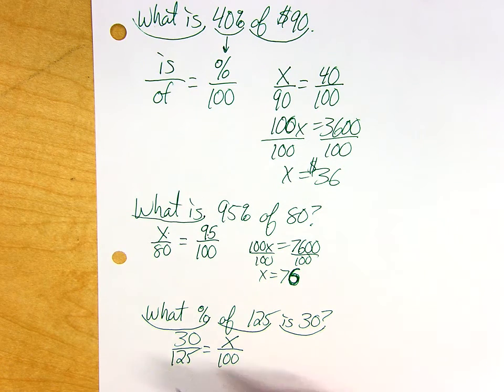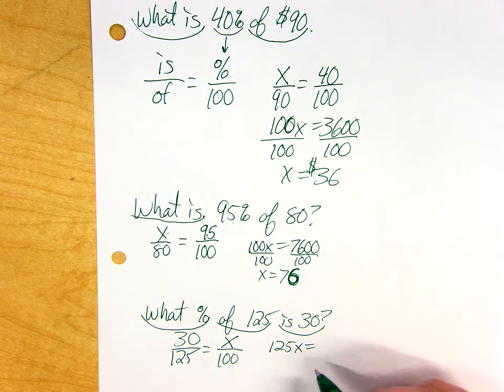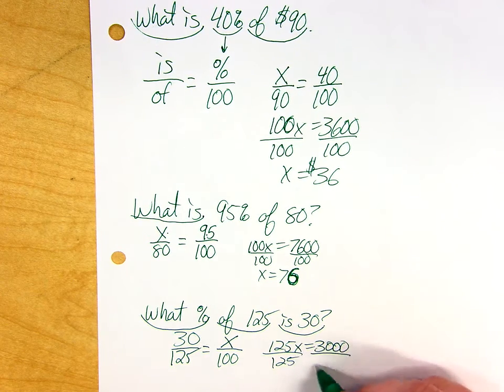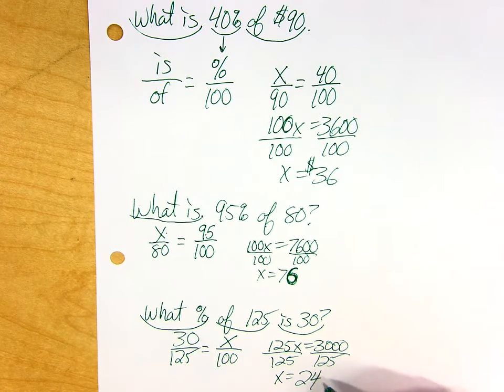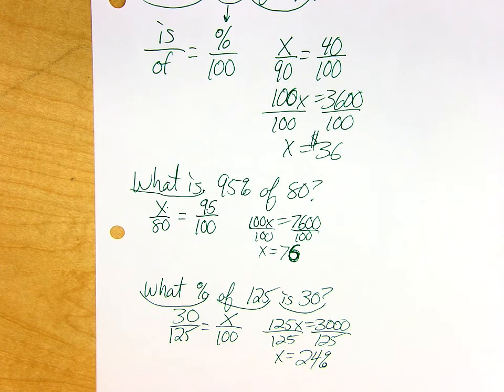And now all I have to do is cross multiply. I get 125x equal to 3,000. 3,000 divided by 125 is 24, which is reasonable. And now because I'm looking for a percent, make sure you put the percent sign on your answer. How was that?